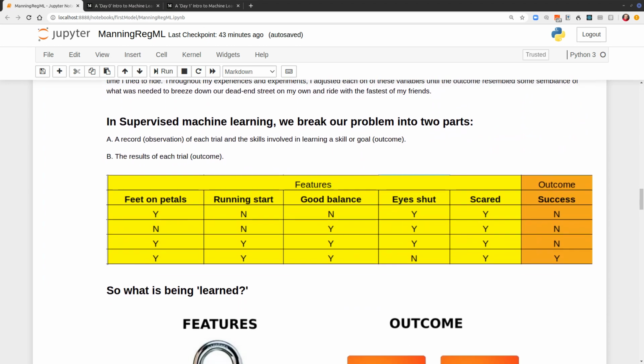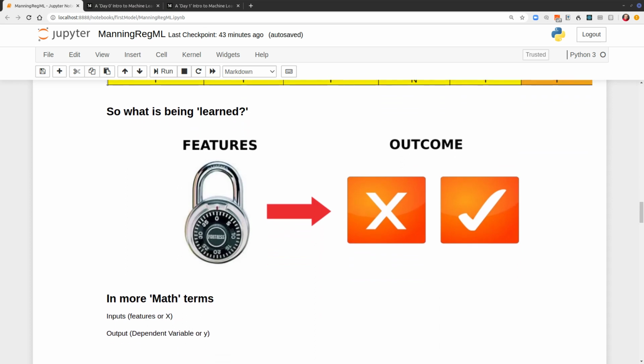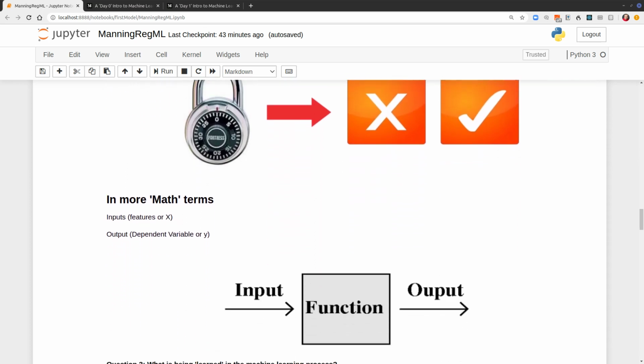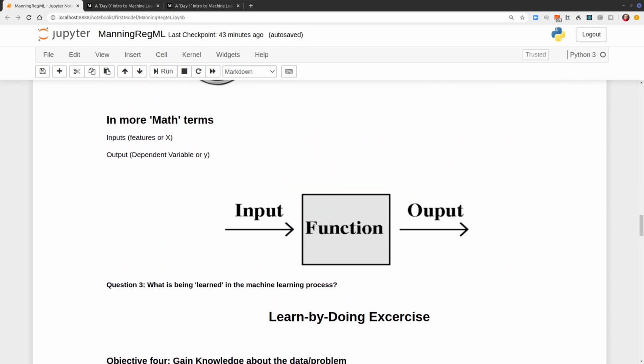So that's machine learning. That's the objective I want to cover in this particular video. Let's dive into actually doing this. I'm going to be covering that extensively in the next video, where we're going to have a learn by doing exercise and start to wrap up the remainder of this content.